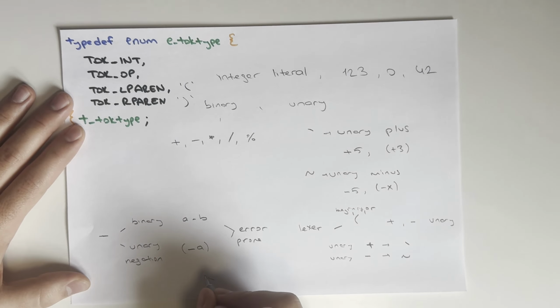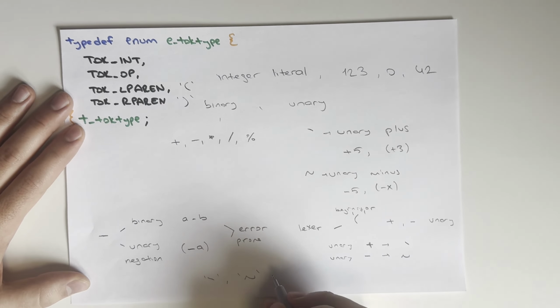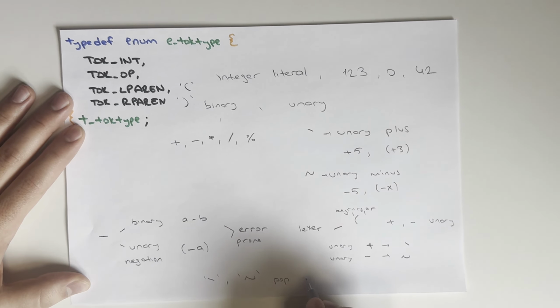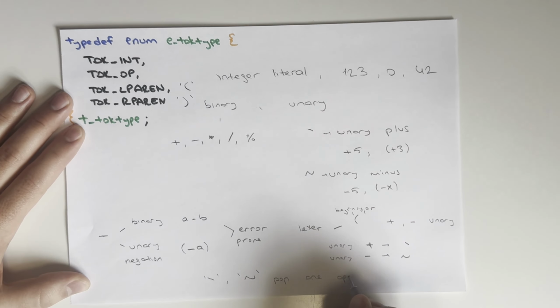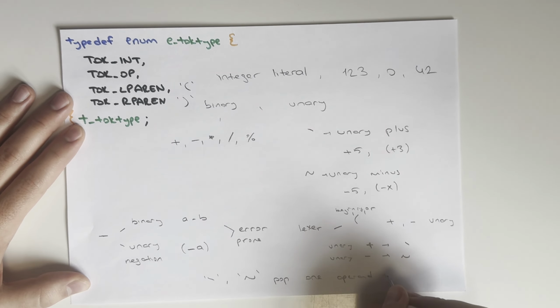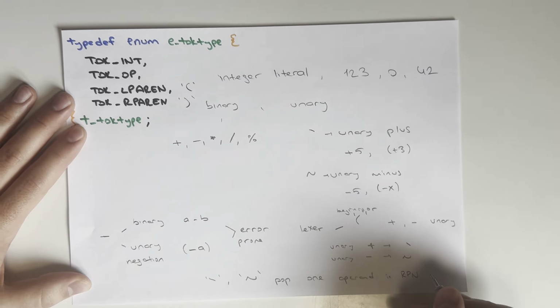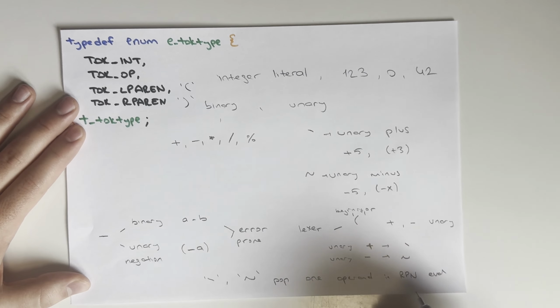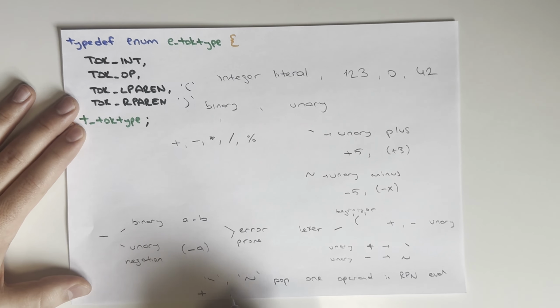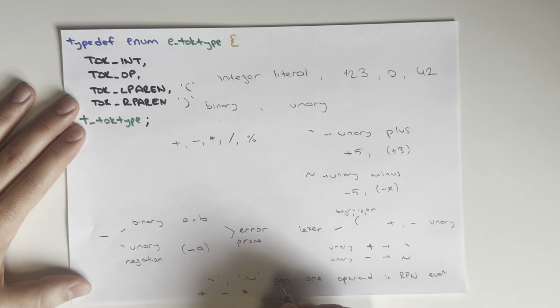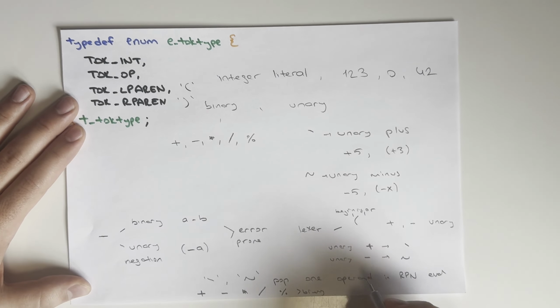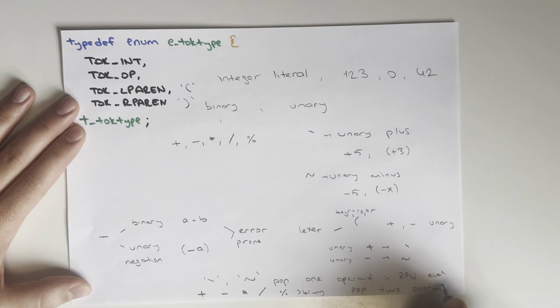If we see backquote and tilde, we will pop one operand in reverse Polish notation evaluation. If you see plus, minus, asterisk, division, or modulus, these are binary, so we will be popping 2 operands.